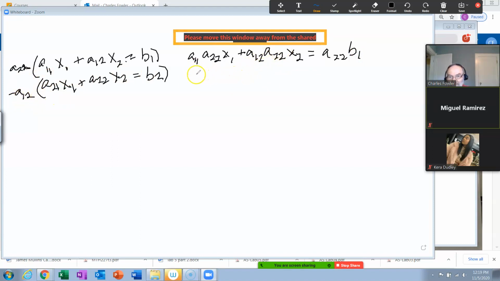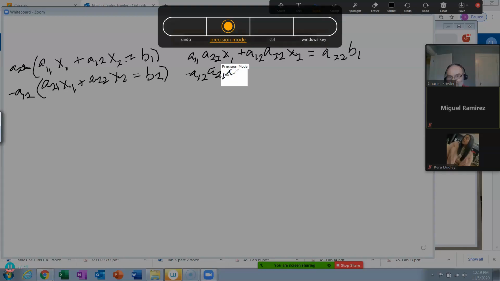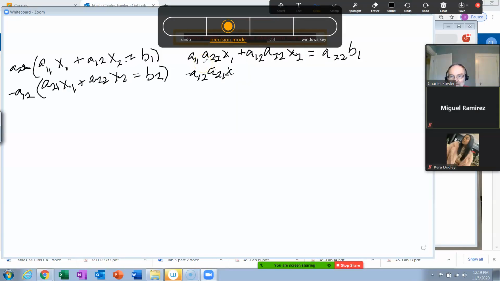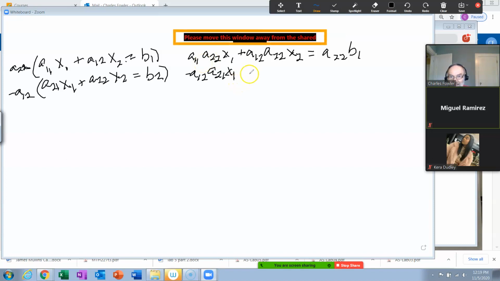Now let's multiply the second equation by negative A12. So that would be negative A12 A21 x sub 1. This is such a pain. Minus A12 A22 x sub 2 equal to minus A12 B2.